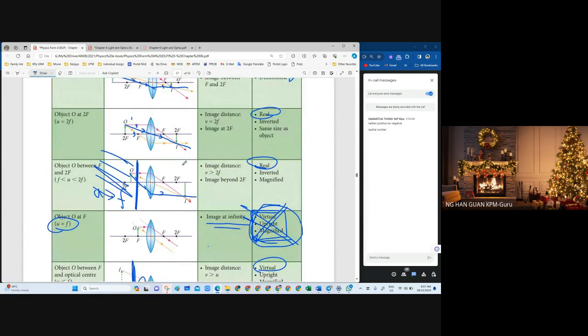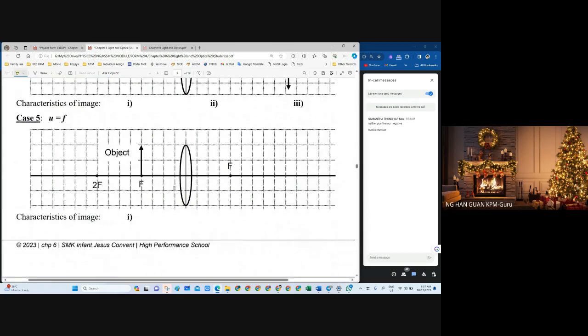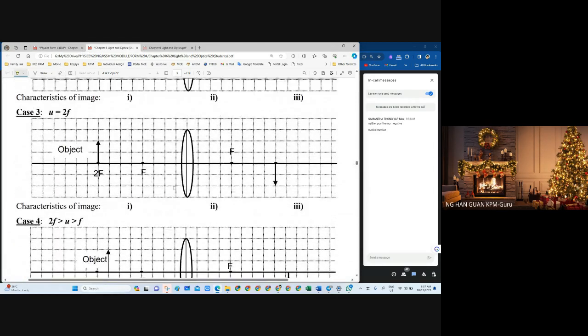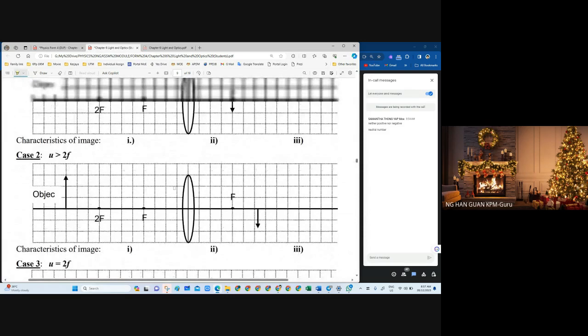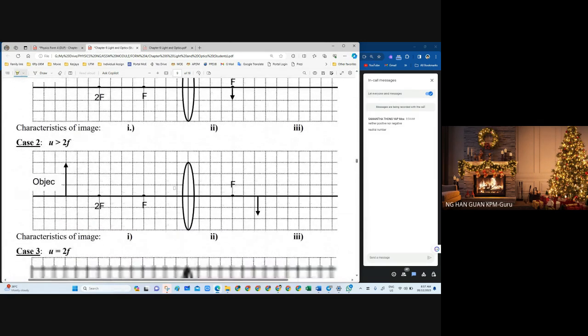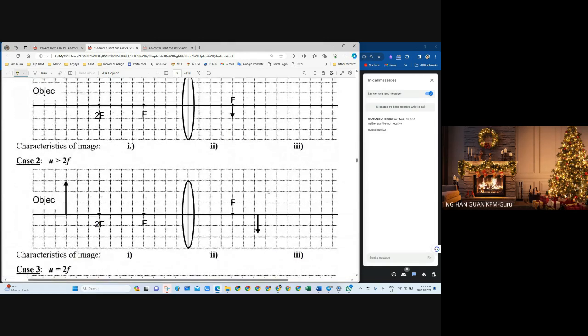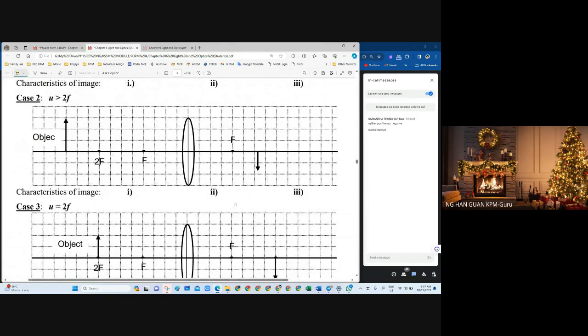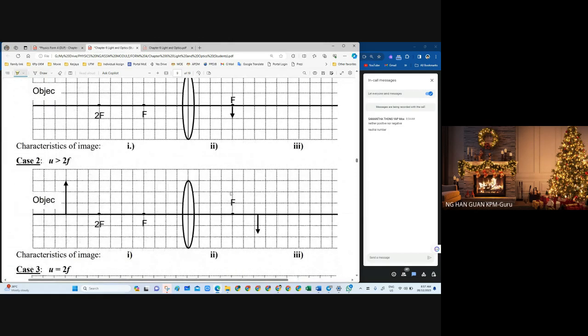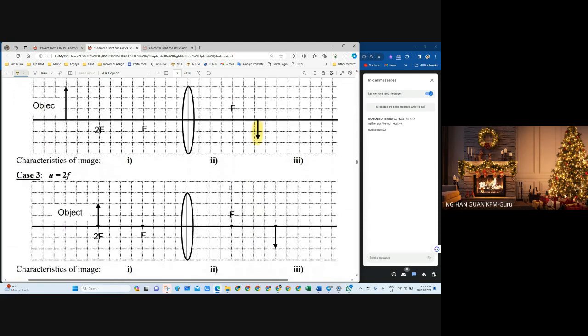After this, take your time and complete all the ray diagram games in the module. From the ray diagram game, study the characteristic of the image. I've forgotten to delete the image. By right, I should delete all this, but it's already showing you the images here. So you refer to it to complete the ray diagram game.